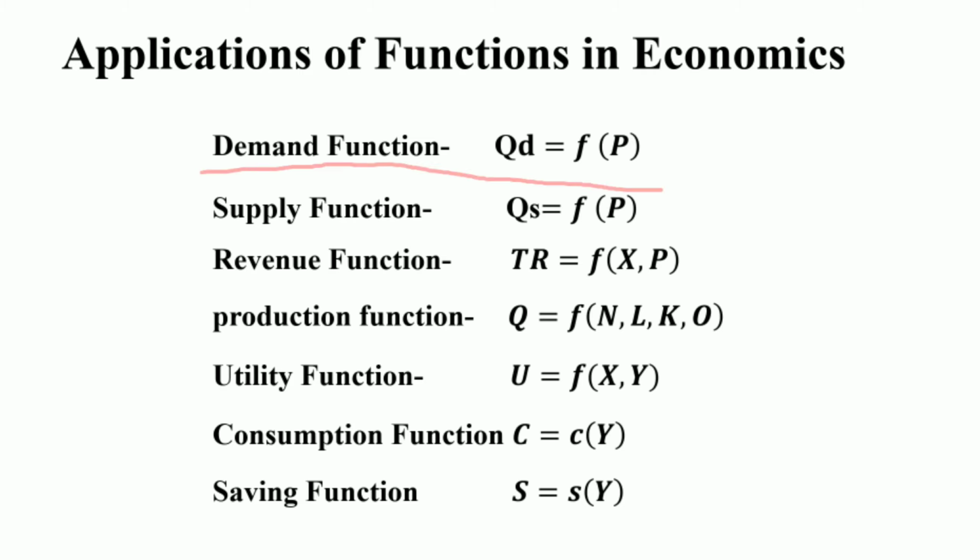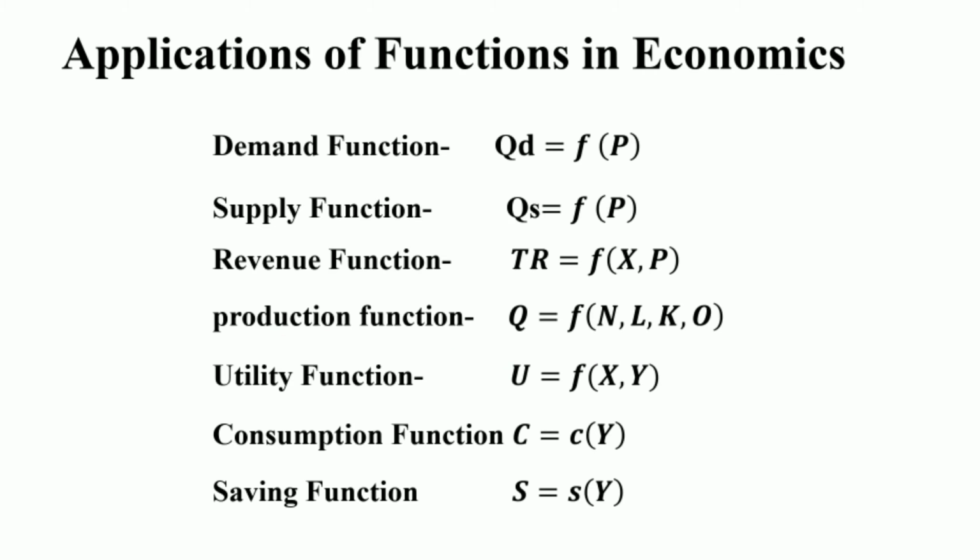See here the demand function, where QD, the quantity demanded of a particular commodity, is a function of price, and the supply function, where the quantity supplied, QS, is a function of price. Another is the revenue function, where total revenue is a function of the quantity sold, X, and the price P. Similarly, we have a production function, where Q, the output or production, is a function of N, which is land, labor, capital, and organization.